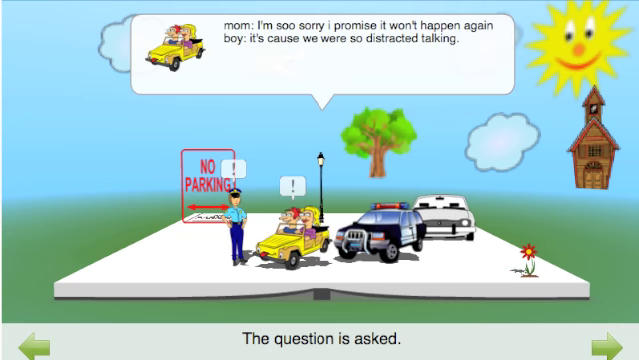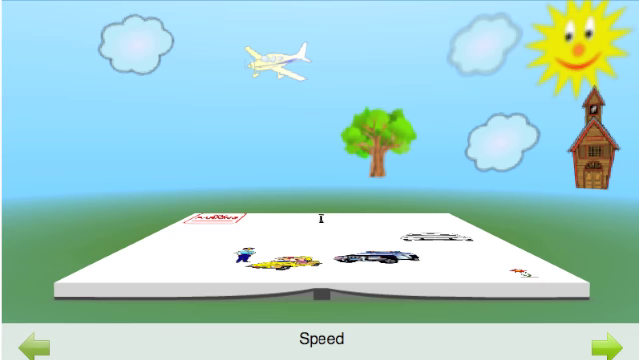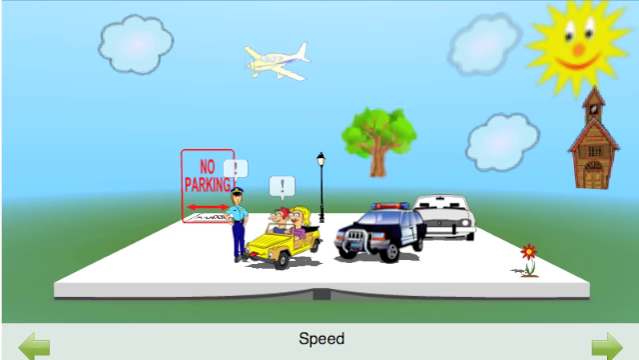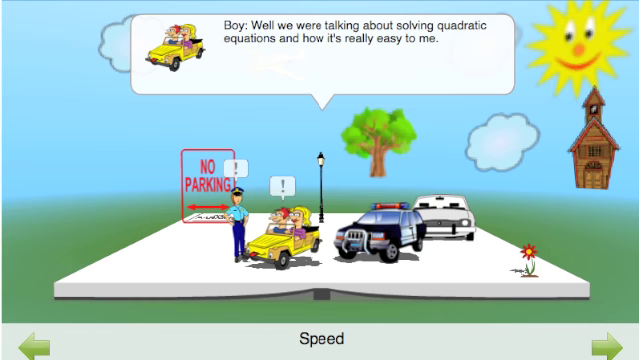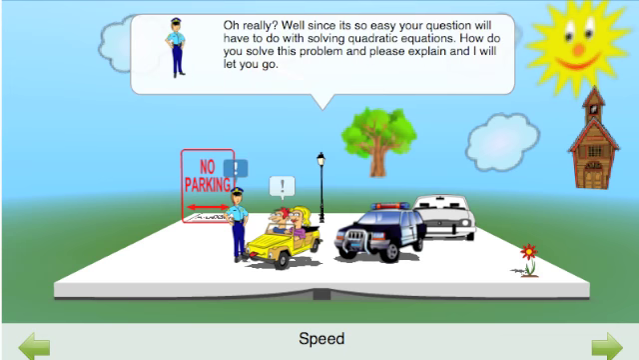I'm so sorry. I promise it won't happen again. It's because we were so distracted. Well, what was it that you were so distracted about? Well, we were talking about solving quadratic equations and how it's really easy to me. Oh, really? Well, since it's so easy, your question has a lot to do with solving quadratic equations. How do you solve this problem? And please explain, and I will let you guys go.